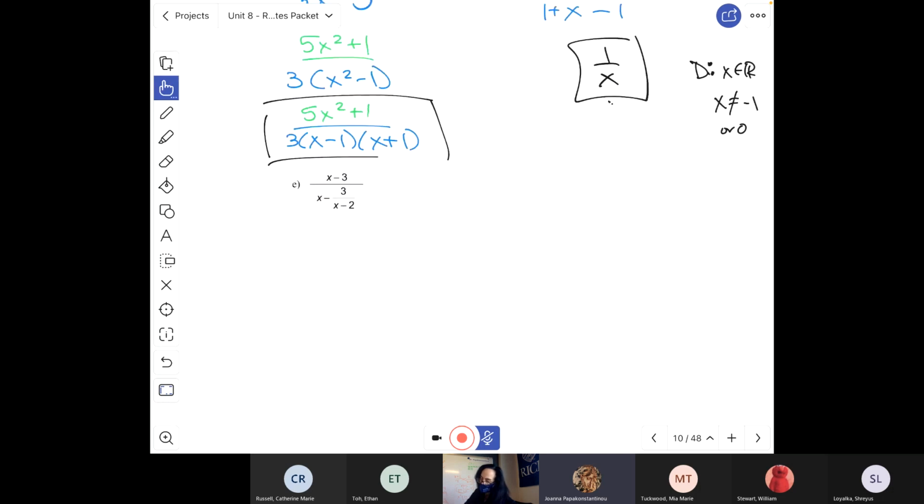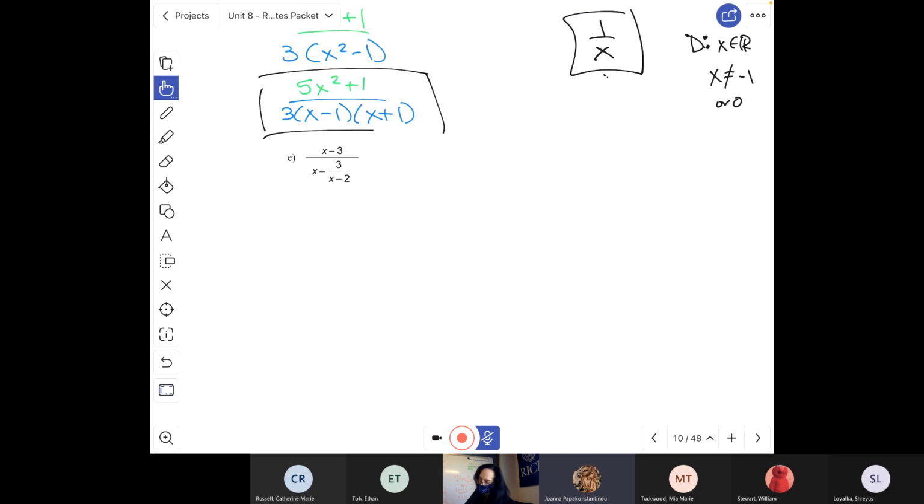Okay, let's do another one. Is it because we can't be 0 because anything divided by 0 is undefined? Least common denominator in the next one.